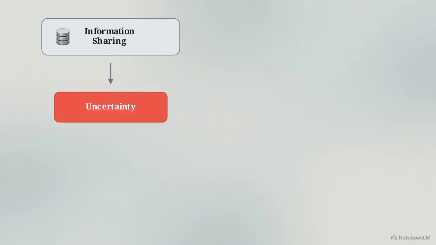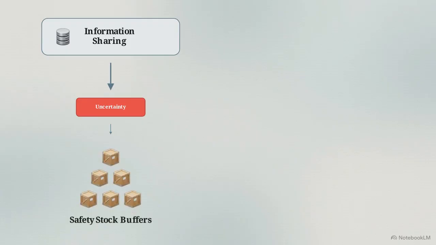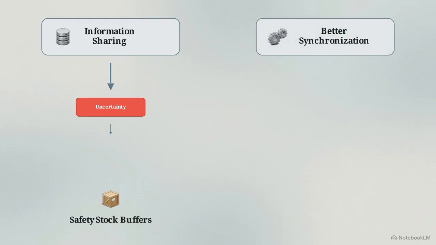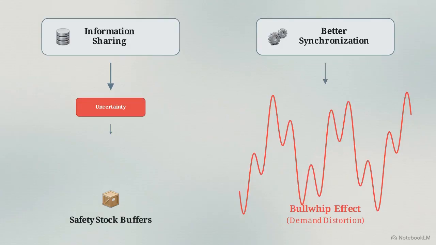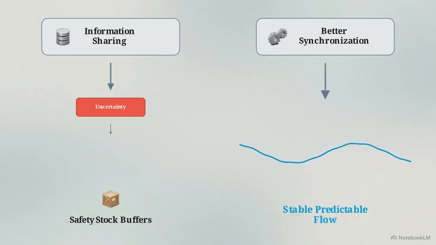Sharing high-quality information directly reduces physical uncertainty in the network. The mathematical consequence is a direct reduction in protective safety stock buffers. Companies no longer stockpile excess materials to guard against the unknown. There is also a secondary principle at play. Shared data enables collaborative planning across different organizations, which creates better synchronization. By synchronizing operations, the network mitigates upstream demand signal distortion. This dramatically reduces the systemic variability known as the bullwhip effect.